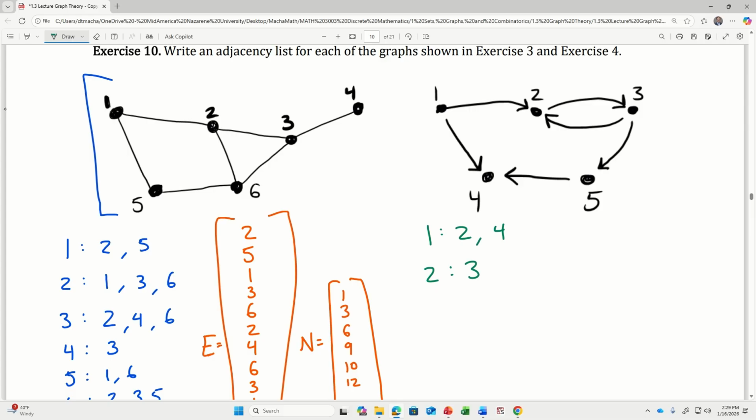So 2 gets 3. 3 gets 2 and 5. 4 gets nothing. And 5 gets 4.